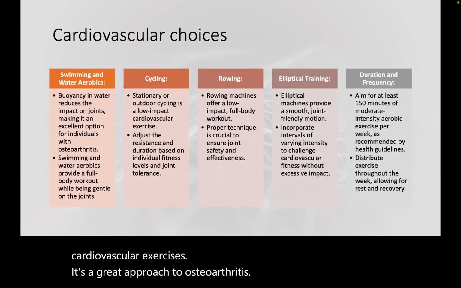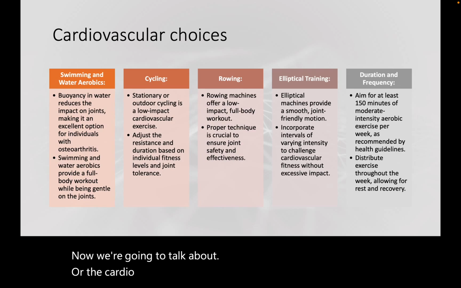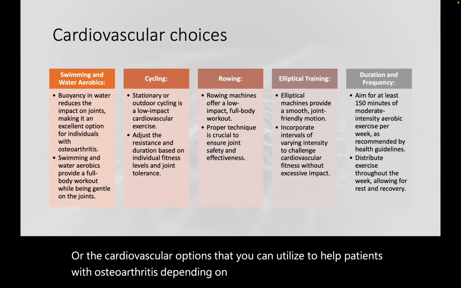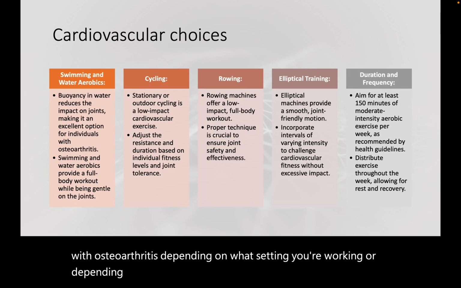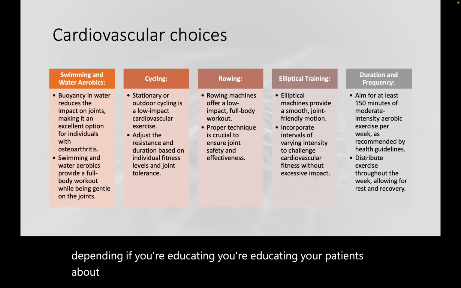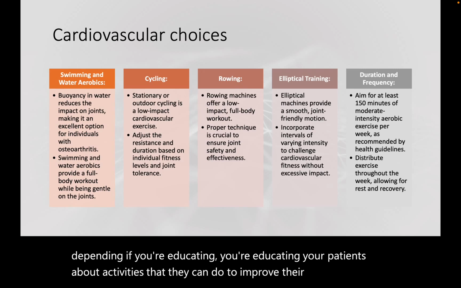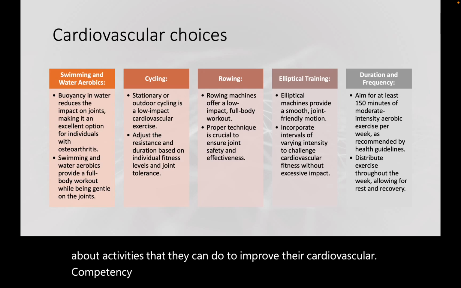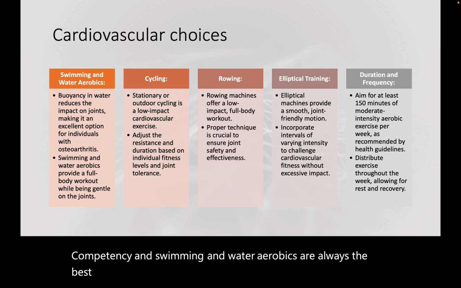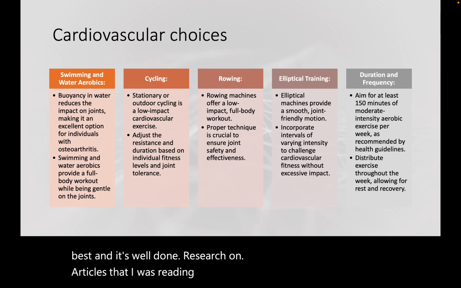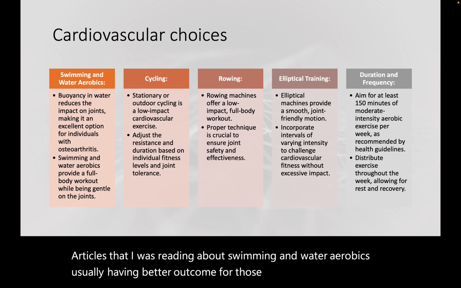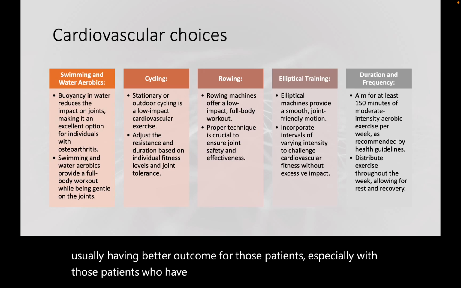Now we're going to talk about what the cardiovascular options are that you can utilize to help patients with osteoarthritis, depending on what setting you're working in, or if you're educating your patients about activities that they can do to improve their cardiovascular competency. Swimming and water aerobics are always the best, and it's well researched in articles that I was reading about. Swimming and water aerobics usually have better outcomes for those patients, especially those with severe osteoarthritis.